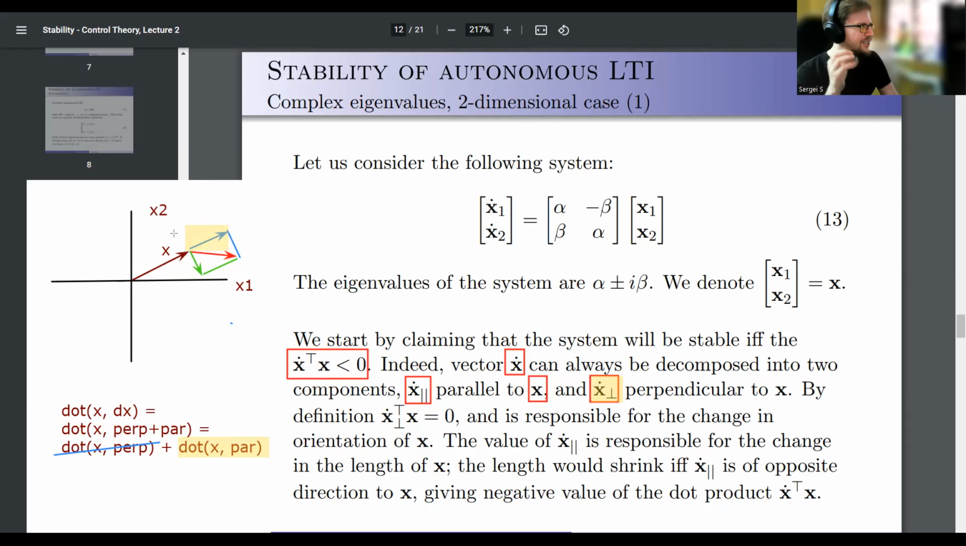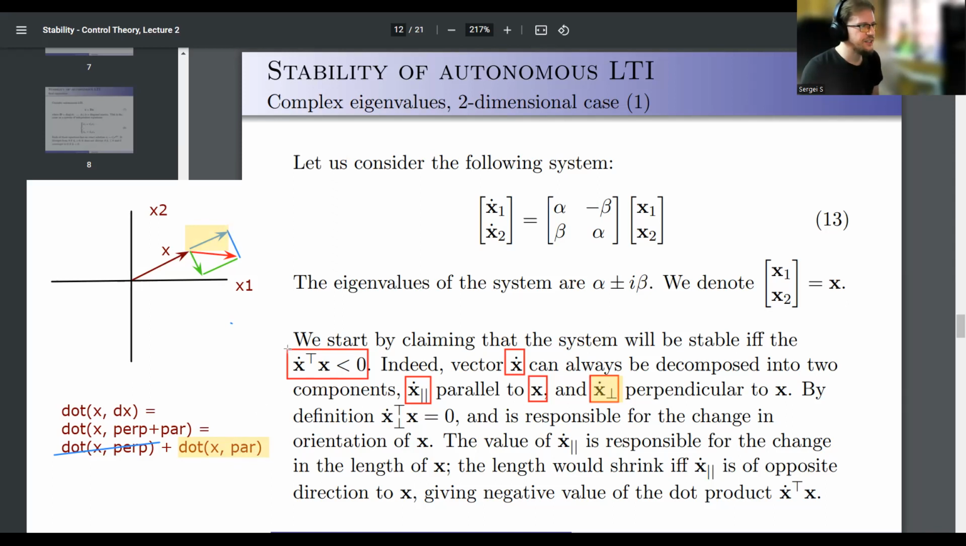And what is stability? Stability is when we diverge or converge. So if our orientation changes, it doesn't influence our convergence or divergence. What matters to us, in terms of going towards 0, is whether we converge or diverge. And that only depends on whether this dot product here is positive or negative. So if it is negative, we converge to 0. If it is positive, we diverge to infinity. If it is 0, then we are marginally stable.